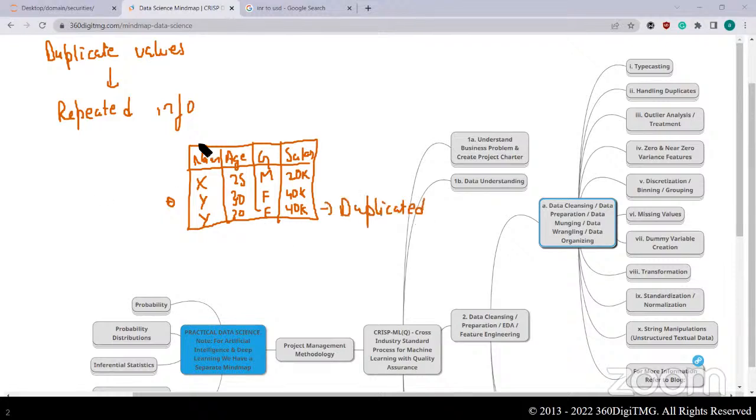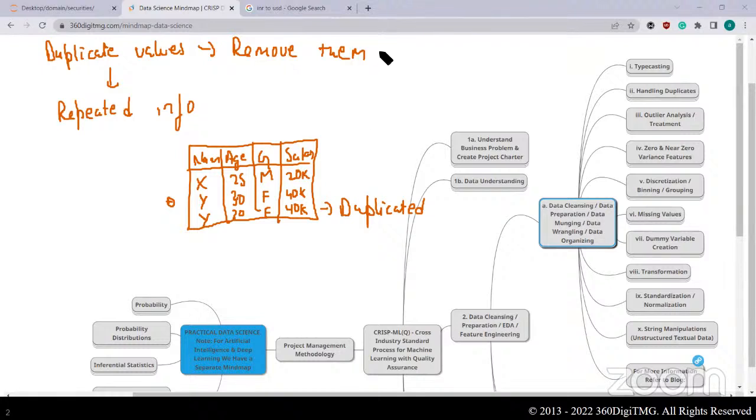So whenever you have duplicate values, you simply remove them. Because having duplicate values within a data set is a problem. So instead of having duplicated values, we try to remove them. And that is how we treat it.